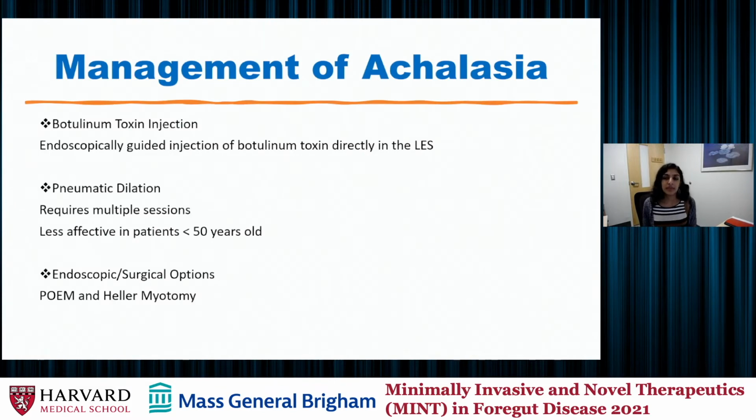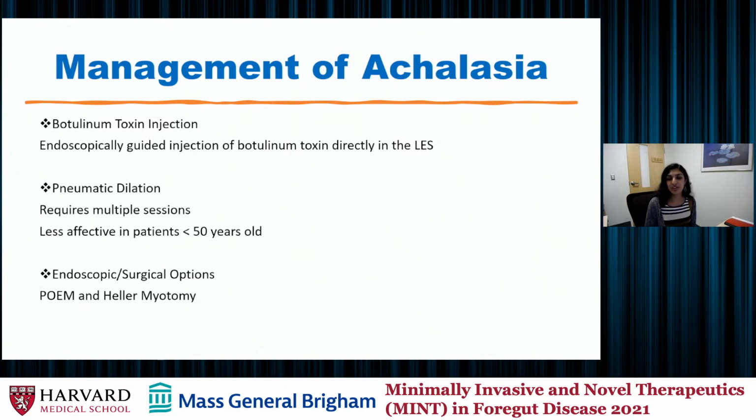So what are some things that we can do to manage achalasia besides the POEM procedure, which we've also talked about in depth? So we could do an endoscopically guided injection of Botox directly into the lower esophageal sphincter, which I know was talked about very much in depth before. It's not something that's commonly done unless depending on your patient and your clinical scenario of your patient.